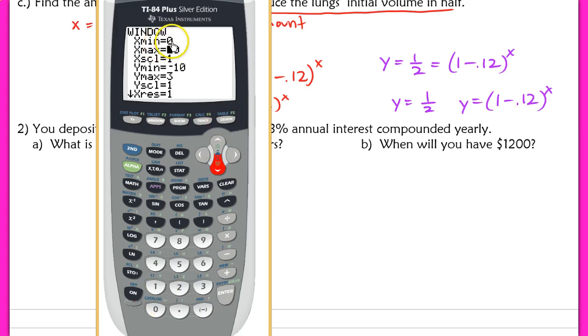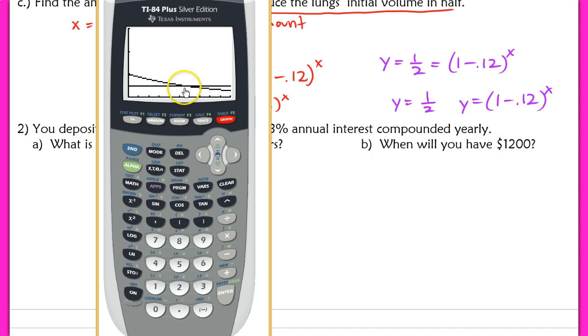The reason why I'm putting the minimum at 0 is because you can't have a negative number of breaths. So that's why we're dealing in the real world. I don't really need to see that being a negative value. Same thing with my y min. Okay, so let's go to graph this. And now I get a much better look at this particular function.